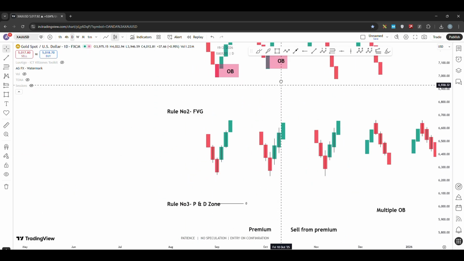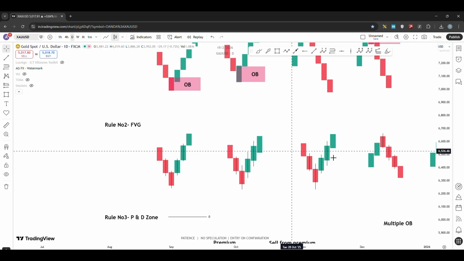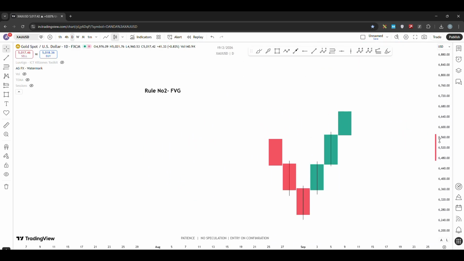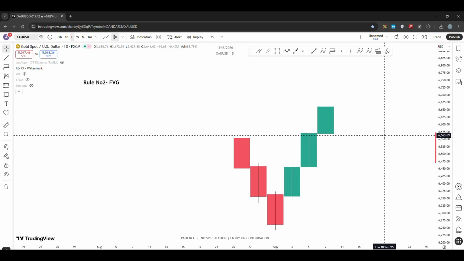Now the second rule. The second rule is FVG. What does that mean? FVG means fair value gap. We already know that, right? But the important thing is, for a candle to become a valid order block, there must be a fair value gap along with it. Now this is the most important thing. For a candle to become an order block, there must be a fair value gap along with it.